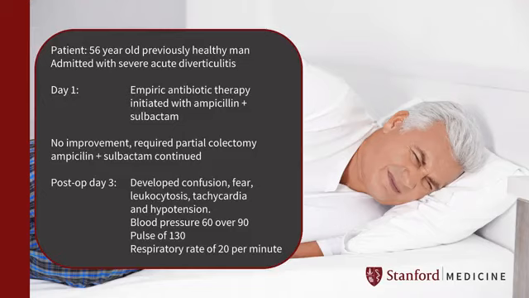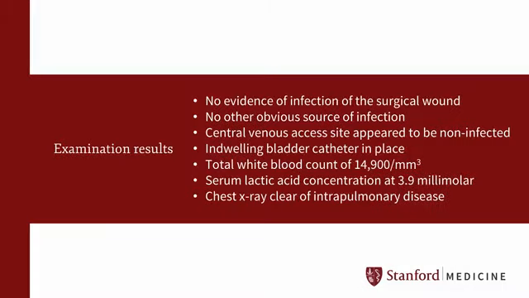His blood pressure was 90/60 with a pulse of 130 and a respiratory rate of 20 per minute. On examination, there was no evidence of infection of the surgical wound and no other obvious source of infection. The central venous catheter site appeared to be non-infected, but it was noted that an indwelling bladder catheter was in place.